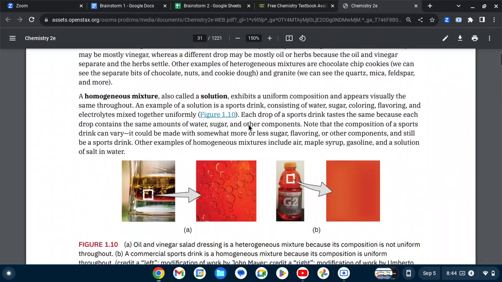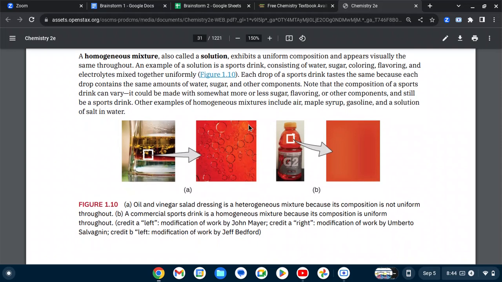A homogeneous mixture, also called a solution, exhibits a uniform composition and appears visually the same throughout. An example of a solution is a sports drink consisting of water, sugar, coloring, flavoring, and electrolytes mixed together uniformly. Each drop of a sports drink tastes the same because each drop contains the same amount of water, sugar, and other components. Note that the composition of a sports drink can vary. It can be made with somewhat more or less sugar, flavoring, and other components, and still be a sports drink. Other examples of homogeneous mixtures include air, maple syrup, gasoline, and a solution of salt and water.